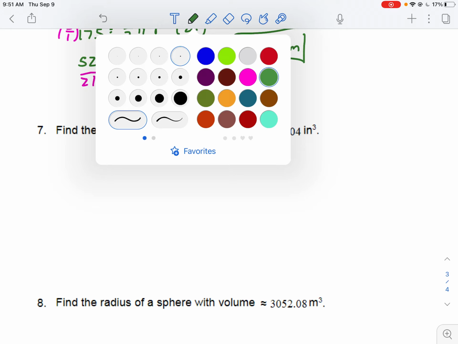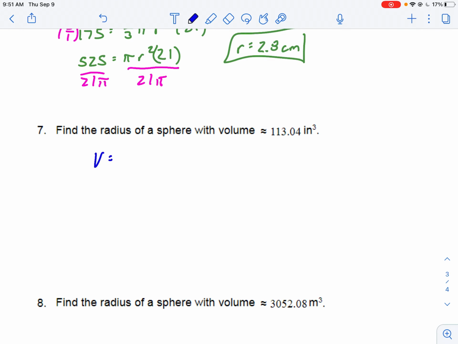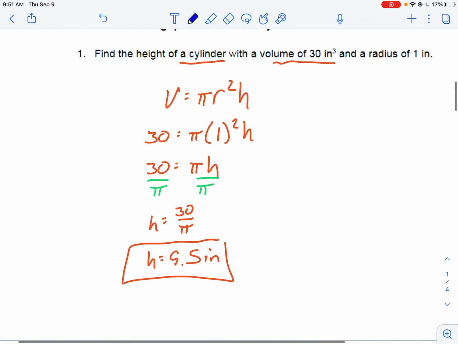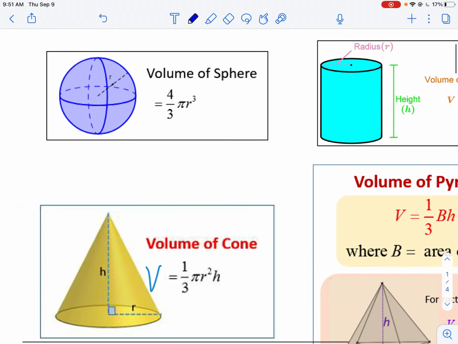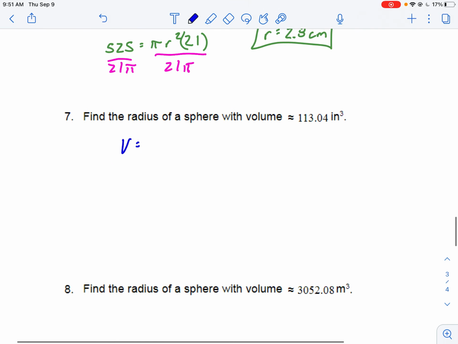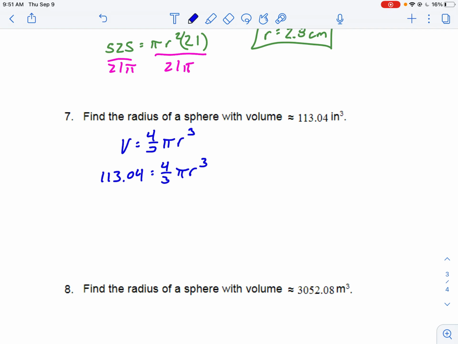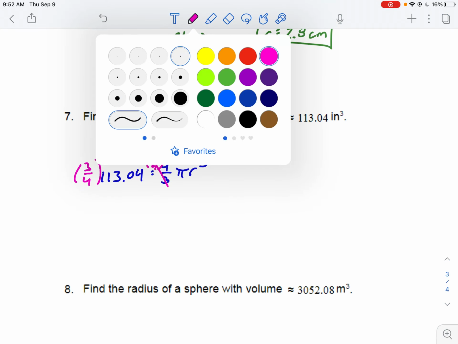Find the radius of a sphere. Volume. Okay, so I need the volume formula for a sphere. And it's all the way up there. 4/3 times pi times the radius cubed. All right, my volume is 113.04. I have 4/3 pi r cubed. I'm going to do the same thing as before. I'm going to multiply both sides by the reciprocal of the fraction, which in this case would be 3/4. And then the fractions cancel out.